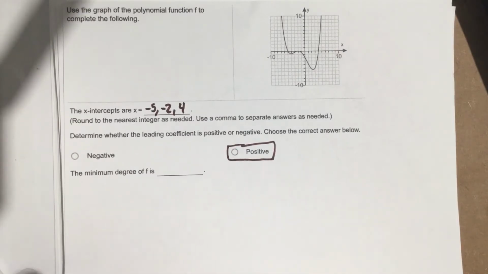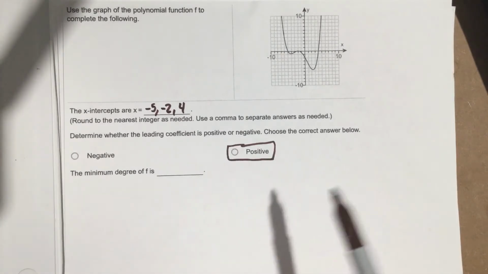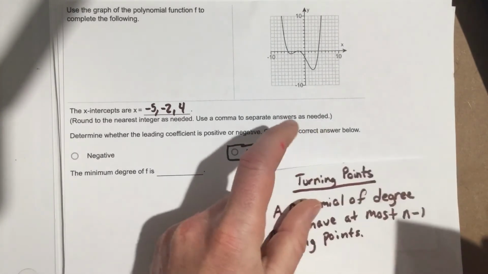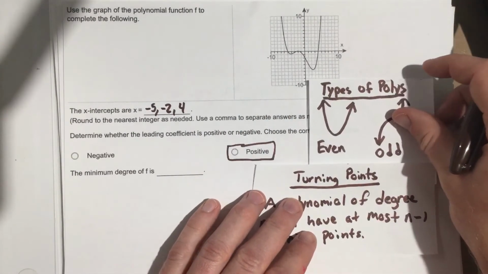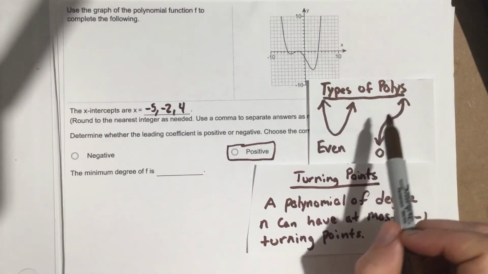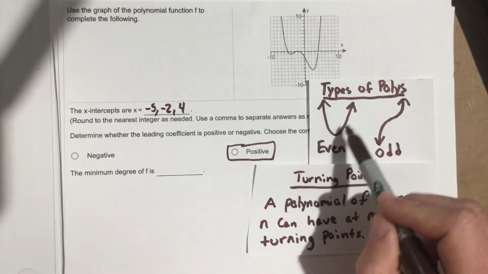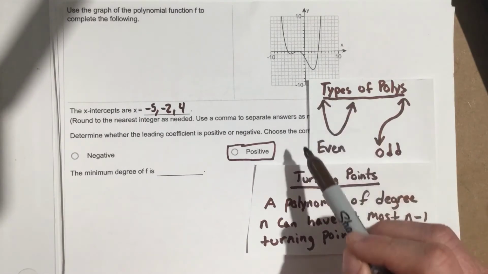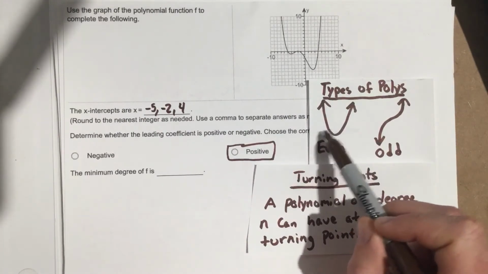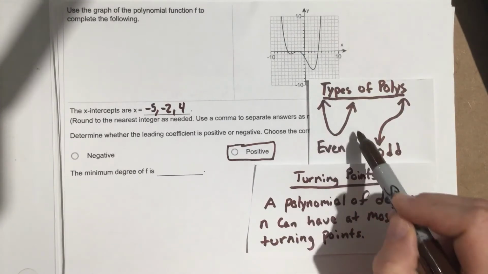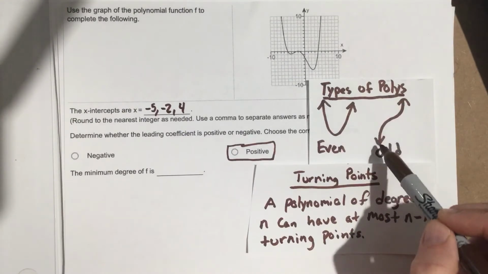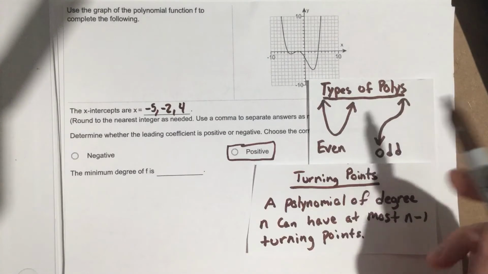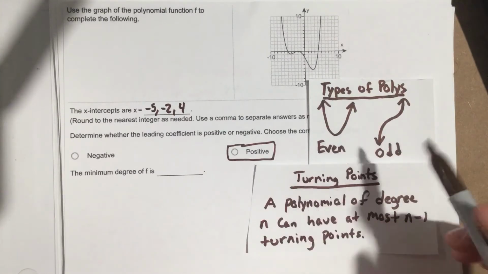The minimum degree of f. Now it seems tough to come up with the minimum degree of f, but if you know these two things, it's really going to make this an easy process. So first thing is the types of polynomials. Even polynomials are going to be both pointed towards positive infinity, or if they're negative leading coefficients, they're pointed towards negative infinity. Odd polys are going to point in opposite directions.